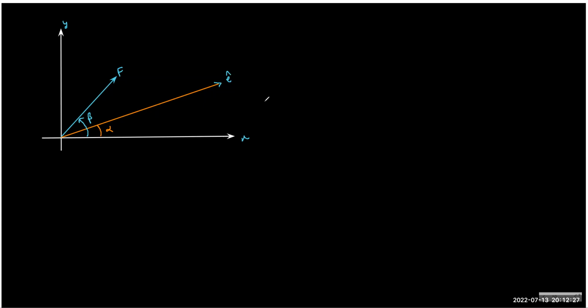What is the component of f vector in the direction of the orange line? Can you tell me? Find the component of f in the direction of E cap. Tell me that. What is the answer?